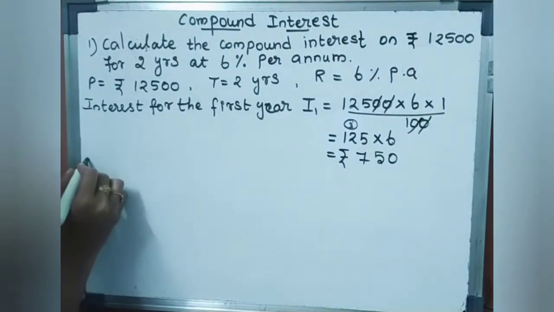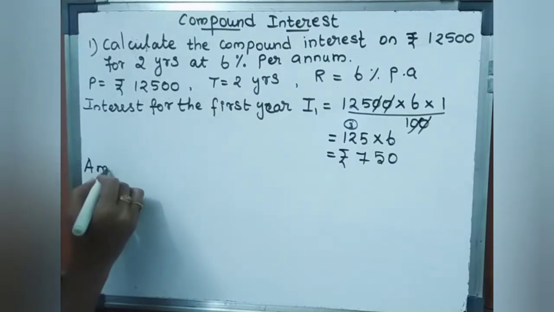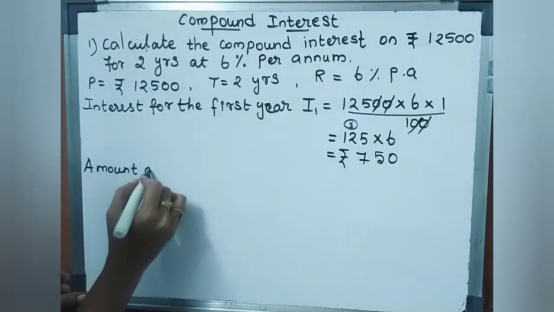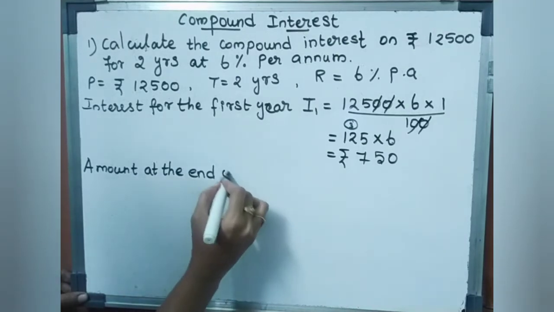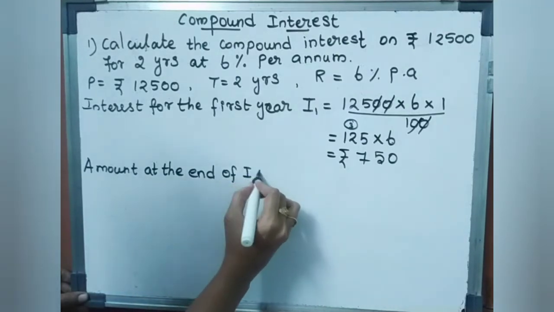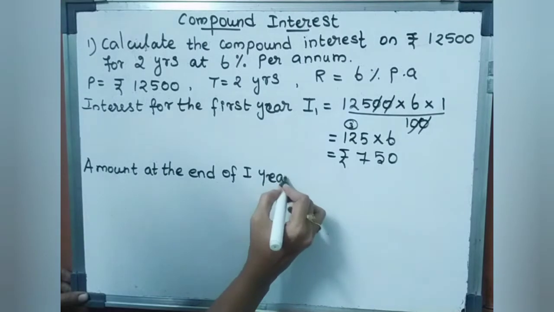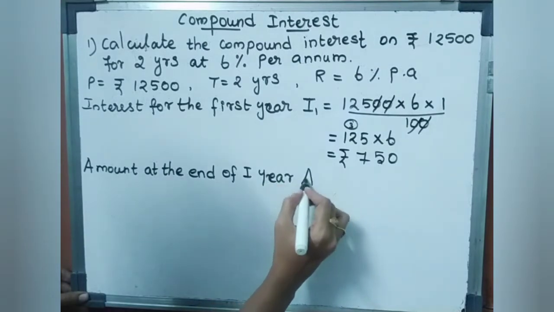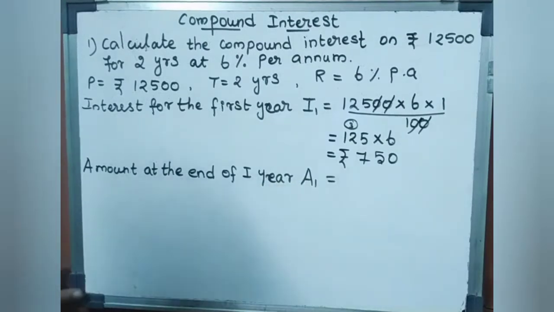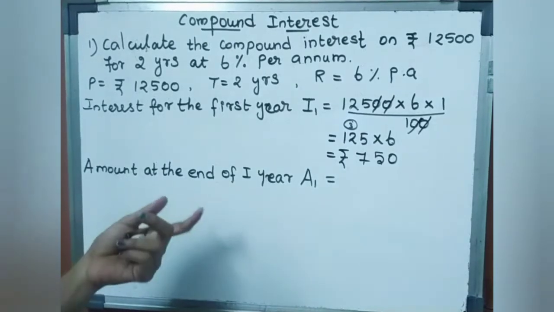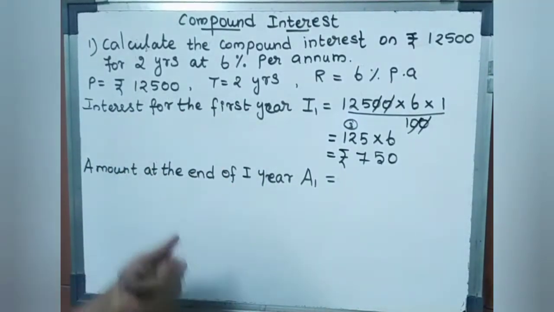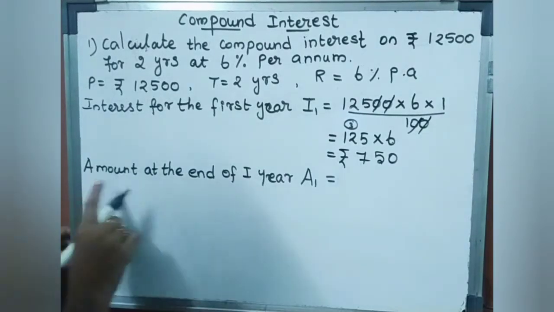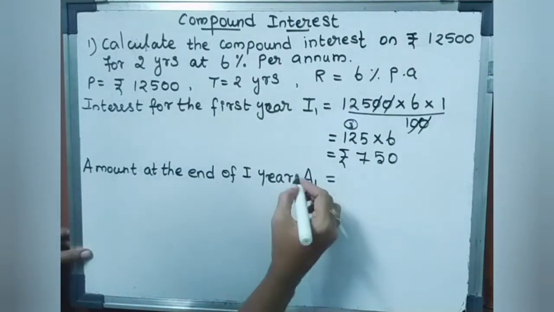Now I'm going to take the amount at the end of the first year, which is considered as A1. So hereafter, wherever it is needed, instead of writing this full statement, we can write I2, A2. Okay, now the amount at the end of the first year is considered as A1.